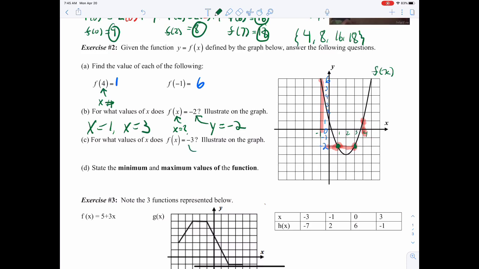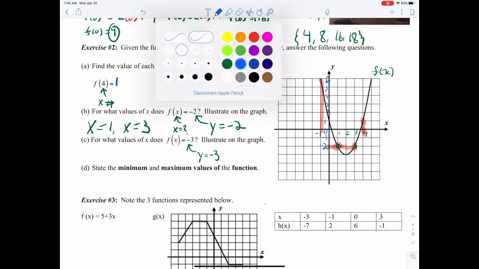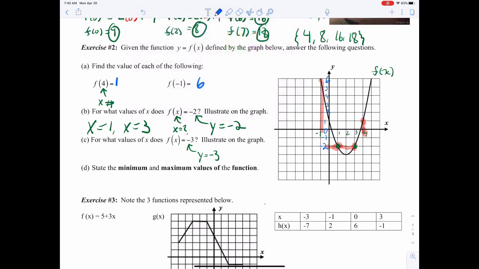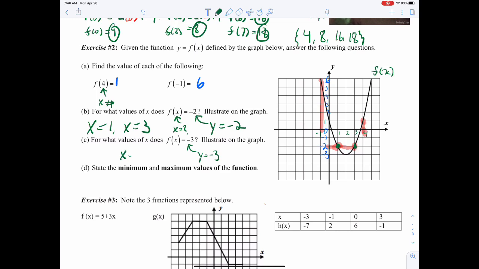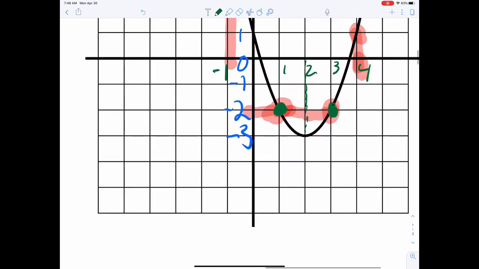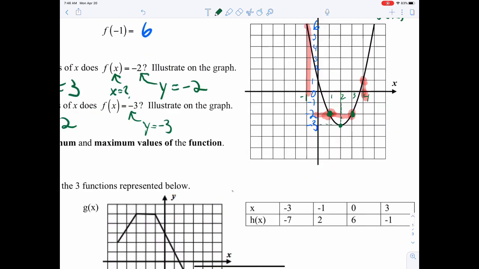Just keep in mind that this number out here is really your y, so y equals negative 3. Go ahead and see if you can find what the x is when y is negative 3. So you should get x equals 2. Because when x is 2, zoom down here, you get to that -3 value that you're looking for.